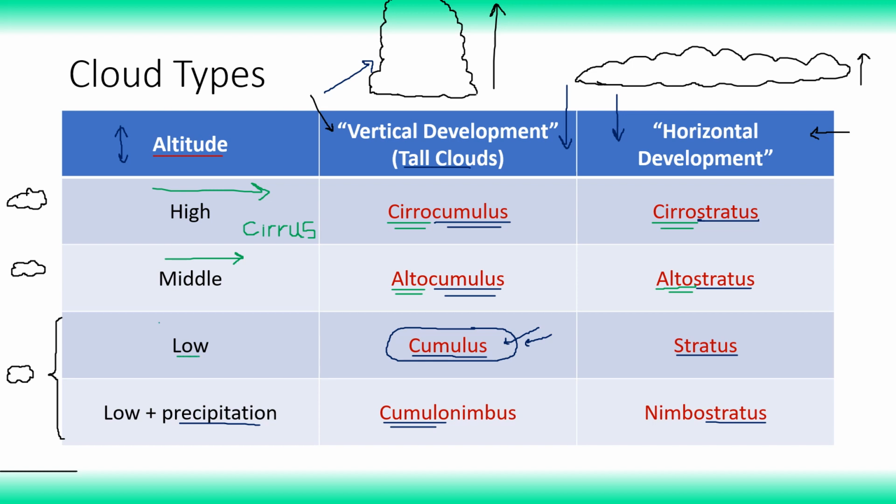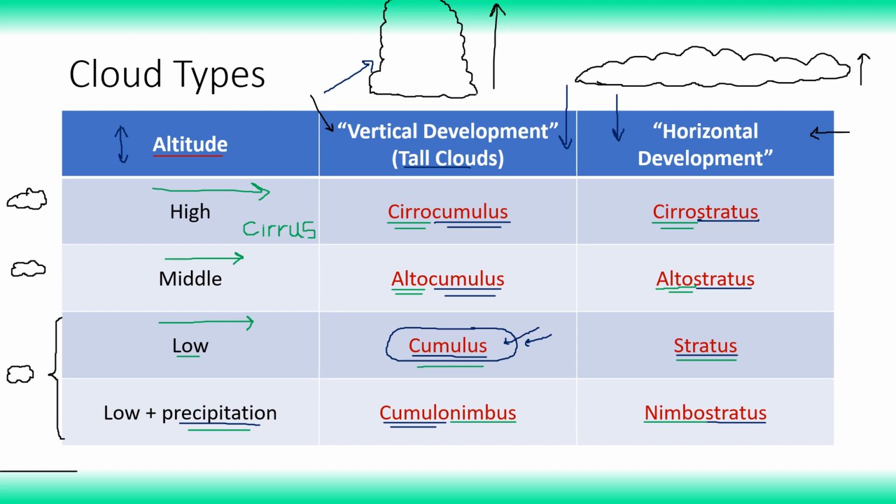So in the lower atmosphere, there is no prefix or suffix. These are sort of the standard, if you will, that cumulus and stratus clouds have the simplest name when they're at low altitudes and there's no precipitation. And then if they're in the lower atmosphere, but there's also precipitation, then we add nimbus to the cumulus cloud, and we add nimbo to the stratus cloud.